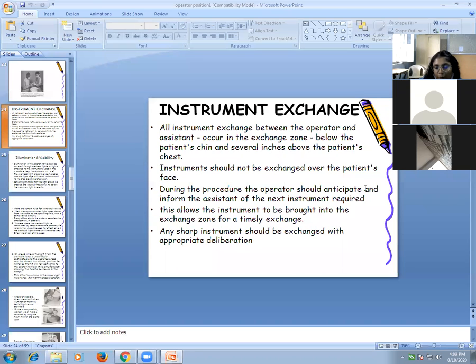During the procedure, the operator should anticipate and inform the assistant of the needs. Always try to train your assistant: what do you want next when you are working? Suppose on a class 1 cavity, you have prepared the cavity already. Now you have to do the base filling. Ask the assistant to keep the cement ready, to mix the cement, okay? And after that, ask the assistant to mix amalgam, okay? So keep training your assistant.